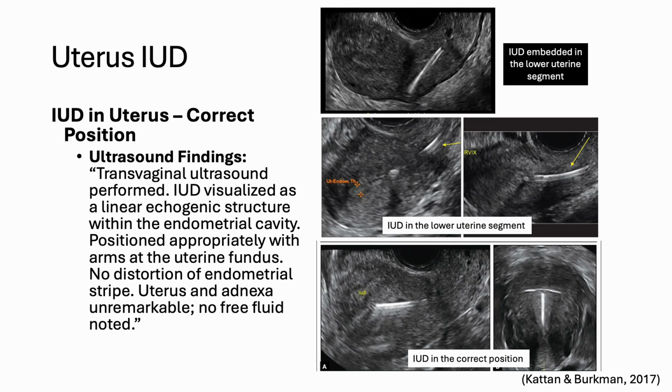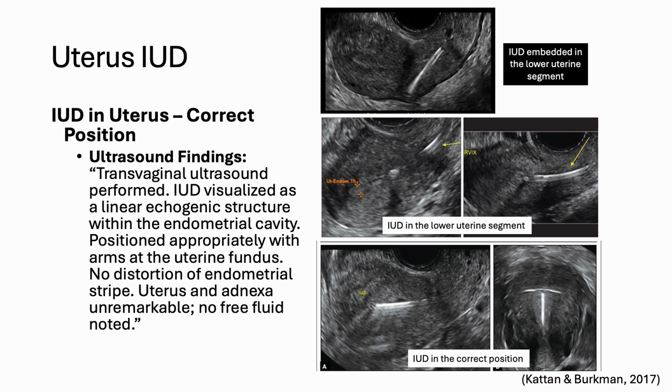Next, let's talk about the IUD and the correct position. So documentation of a correct position of an IUD. The transvaginal ultrasound is performed. The IUD is visualized as a linear echogenic structure. So it's echogenic, meaning that it's bright. Structure within the endometrial cavity, positioned appropriately with the arms at the uterine fundus. There's no distortion of the endometrial stripe, and the uterus and adnexa are unremarkable with no free fluid noted. And so you can see the lower two images, that is an IUD in the correct position.